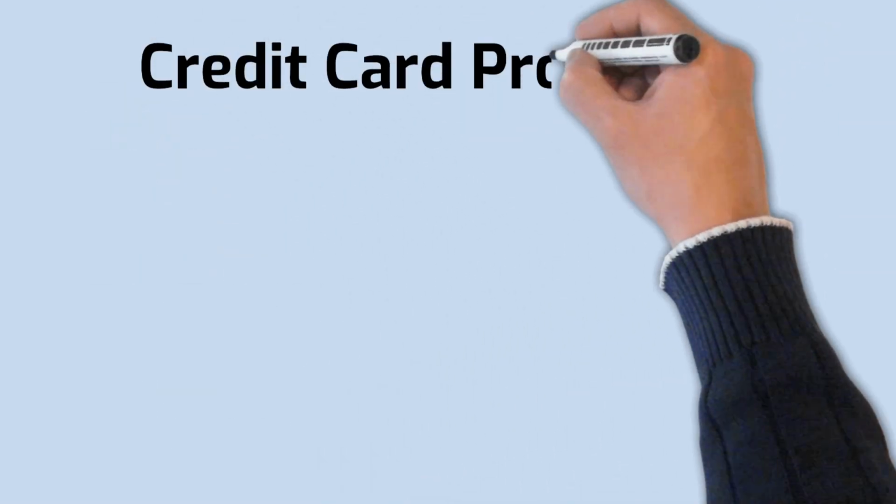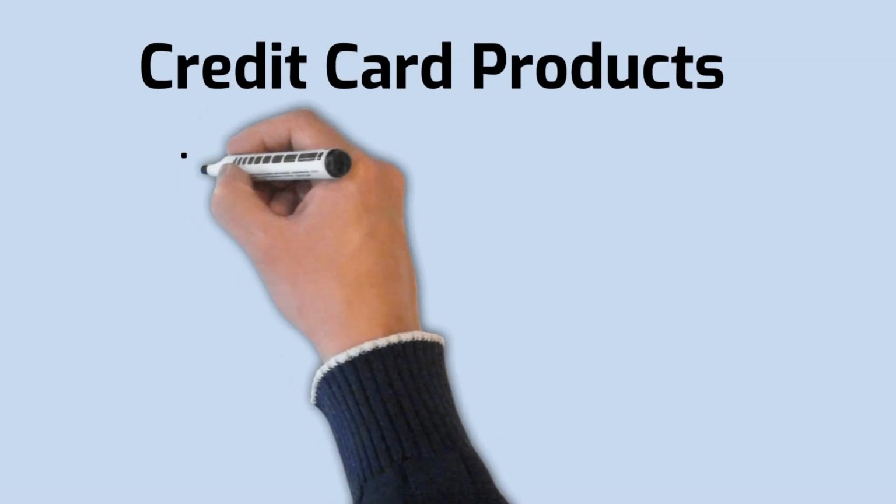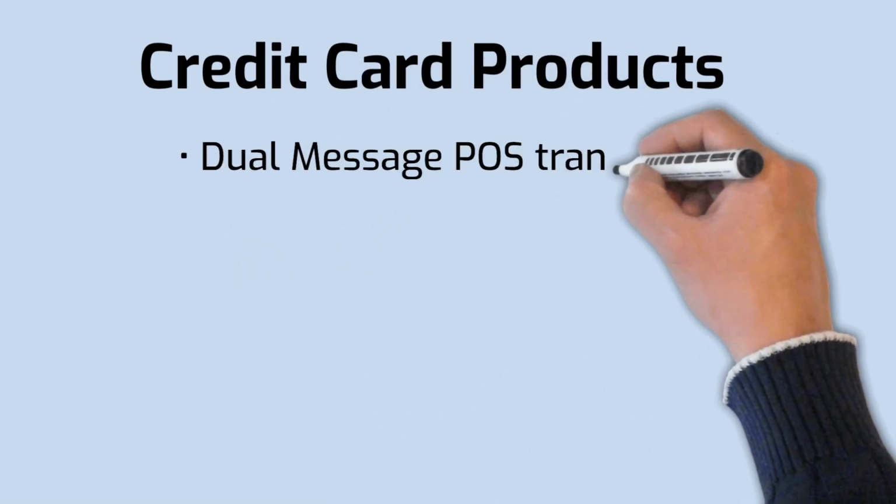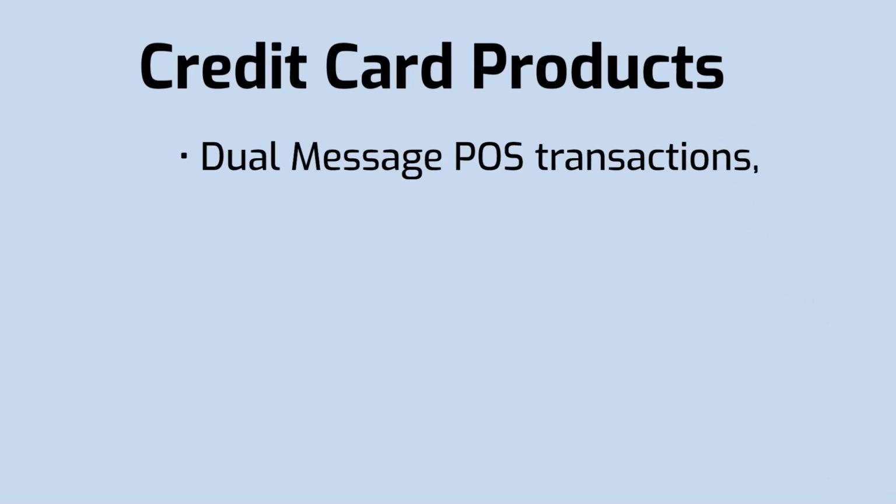A card attached to a line of credit account is called a credit card. Credit cards historically have always run on dual message for purchase transactions, also known as POS transactions. In part, this is because credit card products predate the current technology infrastructure needed for single message products. I don't know if I've ever seen single message used for credit card product, except for cash advances.